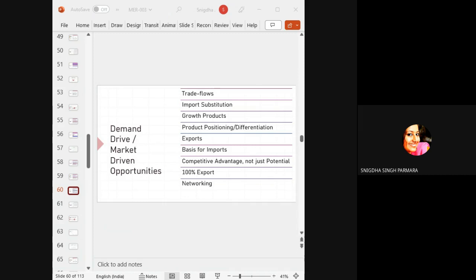Then, so what are the other opportunities? Exports. Whether you would have avenues for export in the area that you are planning to venture into.